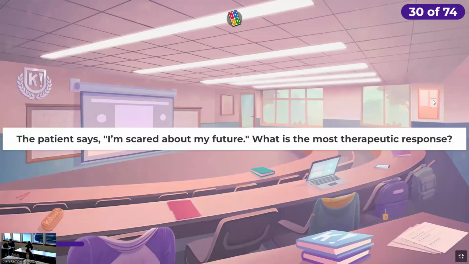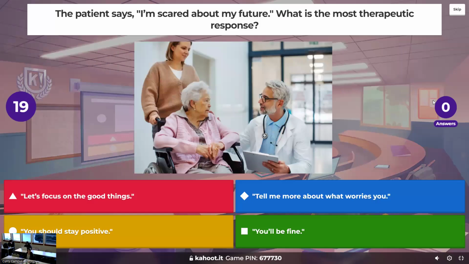Quiz time. A patient says, "I'm scared about my future." What is the most therapeutic response? One option is, you should stay positive.